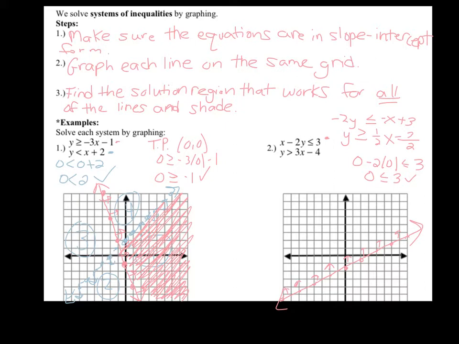And on to the second one. So for this one, the y-intercept is -4. And the slope is +3. So I'm going up 3 over 1 to the right. And I would go down 3 over 1 to the left, but I don't have enough space here. Because there's no equal to, I'll use a dashed line to connect the dots. And I use my test point.